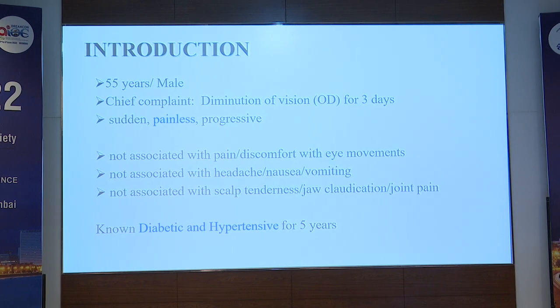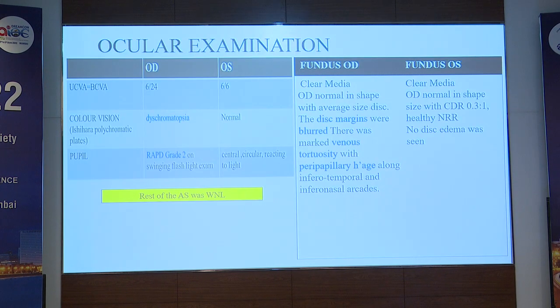Patient was non-diabetic and hypertensive for 5 years. And on ocular examination, the right eye had the vision of 6/24 with dyschromatopsia, and on swinging flashlight test, there was an RAPD of grade 2 in the right eye, while the left eye was within normal limit, and the rest of the anterior segment findings were normal.